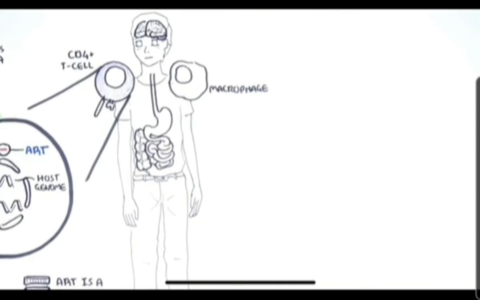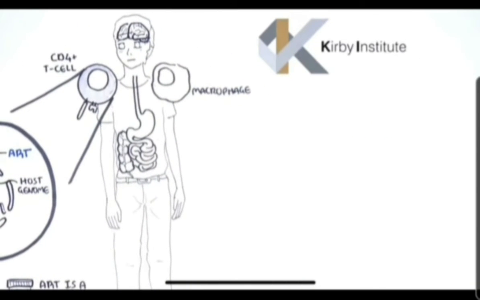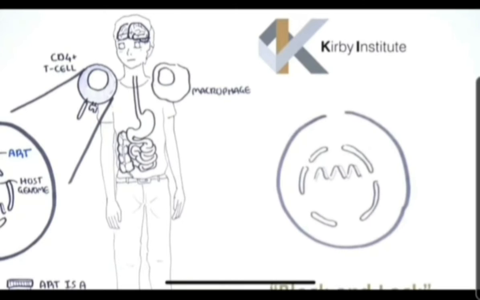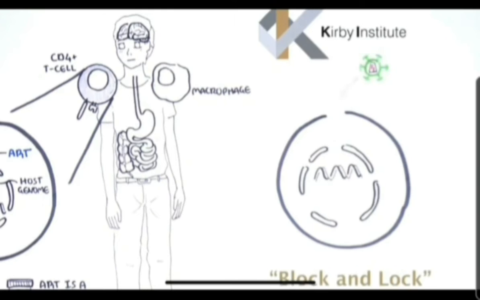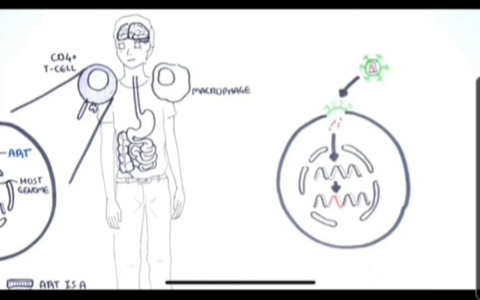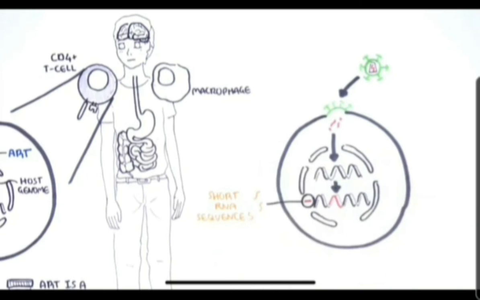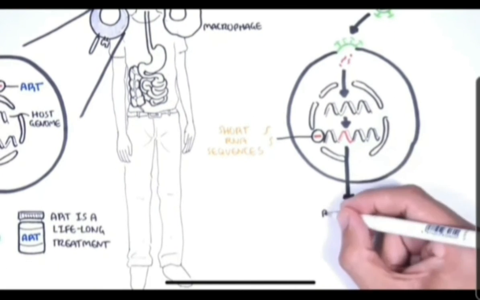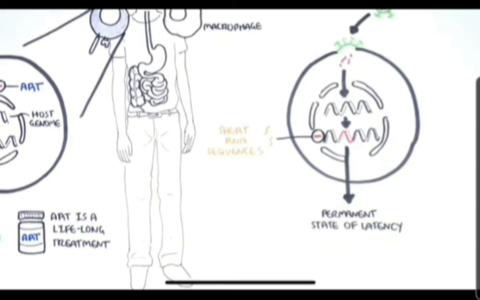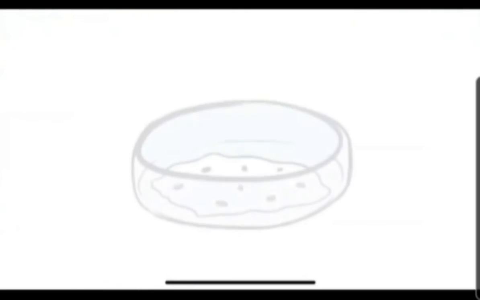A research group at the Kirby Institute, University of New South Wales, Sydney, have developed an innovative block-and-lock approach to controlling the HIV latent reservoir. This may provide an HIV cure by achieving sustained virus remission. Their block-and-lock cure strategy uses short RNA sequences to block virus production and lock the integrated HIV DNA in a permanent state of latency by mimicking and enhancing natural virus latency.